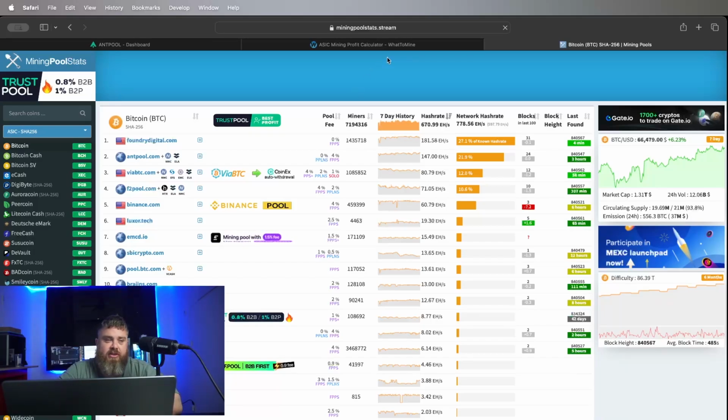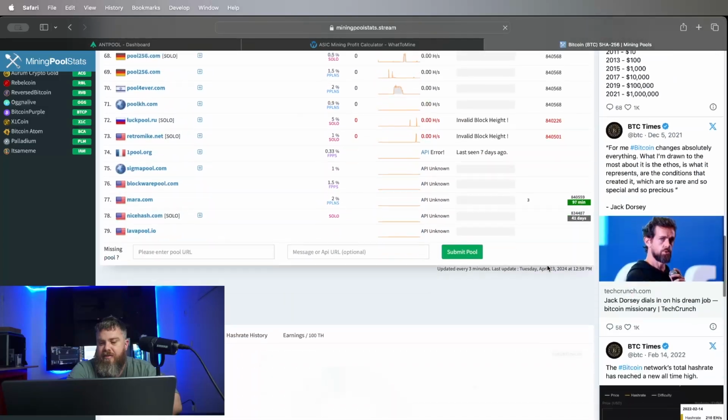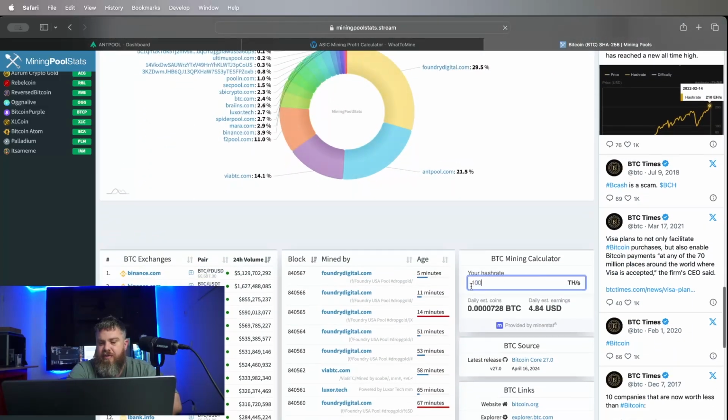Or it could be a pool that's just not on the list yet. So Bitcoin's sitting at about 670 exahash, with a total network hash rate of about 780. And let's just see what this says we should get with our S19K at 115 terahashes.